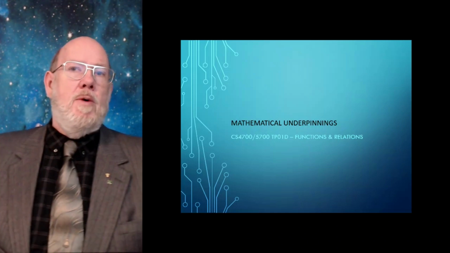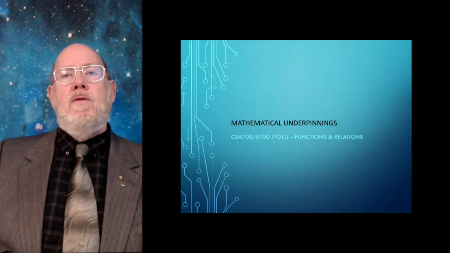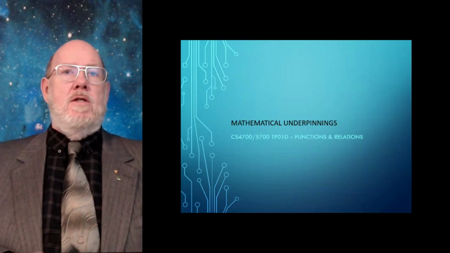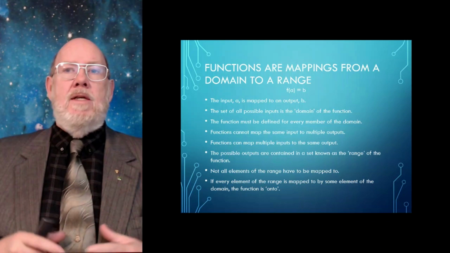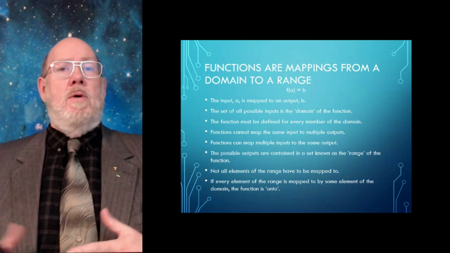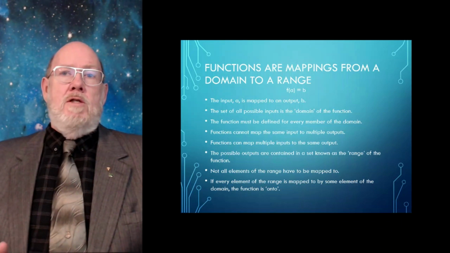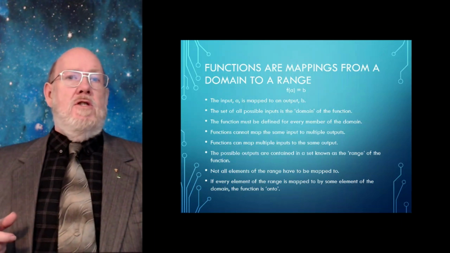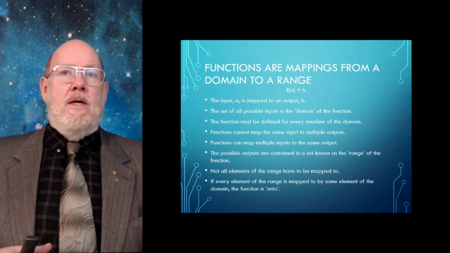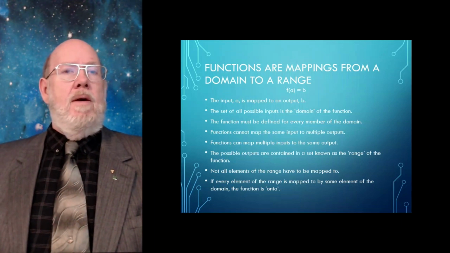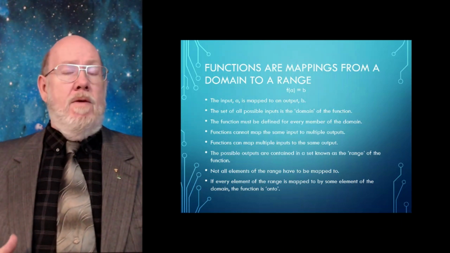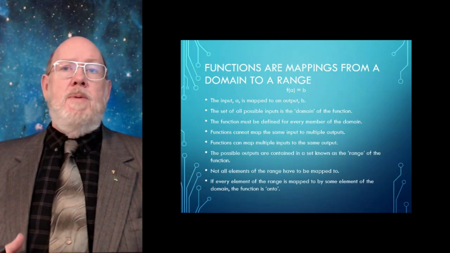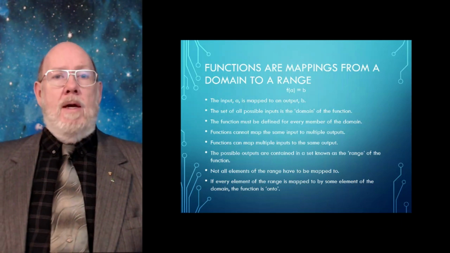We continue our exploration of the mathematical underpinnings for this course by looking at functions and relations. A function is simply a mapping that takes an input and maps it to an output. The familiar notation shown here has a function named f that maps the input a to the output b. The set of all possible inputs to the function is the domain of the function, and the function must be defined for every member of the domain.